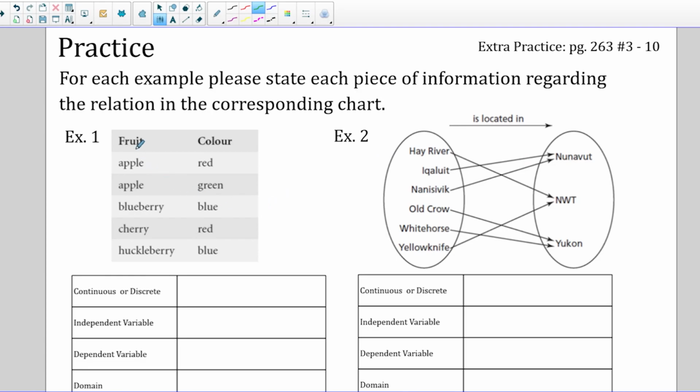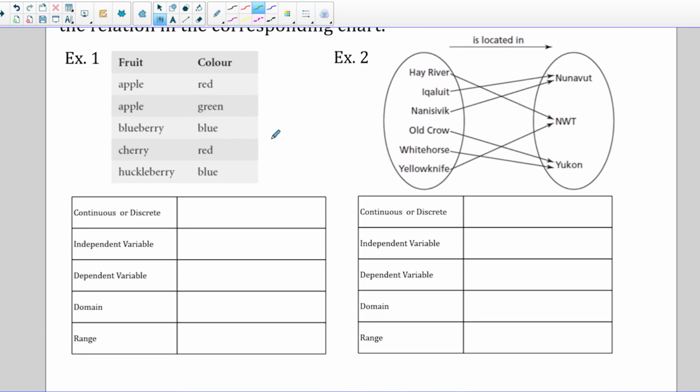In example number 1, we see we're comparing the fruit to its color. We can see that we have apples, blueberries, cherries, and huckleberries, and we have the colors red, green, and blue. Our first task is to figure out if the data is continuous or discrete. In this case, it's going to be discrete data, and the reason is that there's no continuation, there's no spectrum between colors or fruits. There's nothing in between an apple or a blueberry, it's either or, and in this case, we're not really looking for anything between red and green or green and blue.